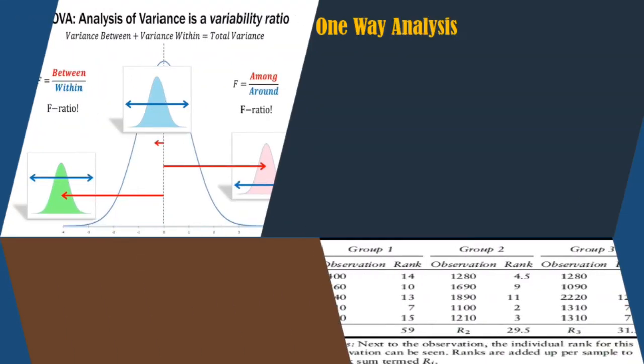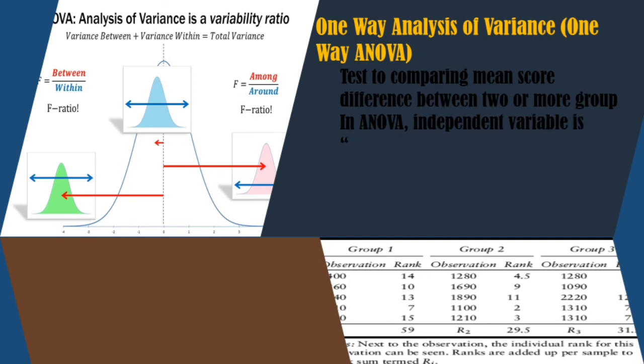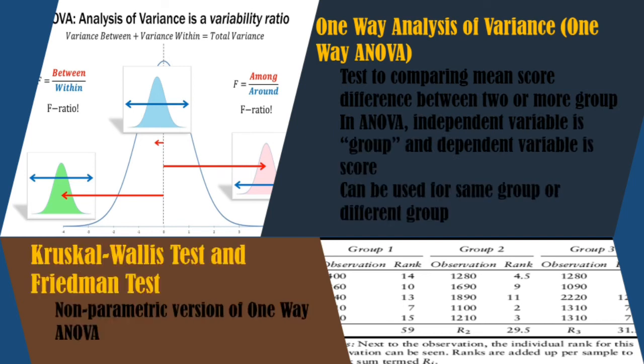Then another test of difference is the one-way analysis of variance, or the one-way ANOVA. This is a test for comparing mean score difference between two or more groups. In the analysis of variance, the independent variable is grouped and the dependent variable is scored. And this can be used for the same group or different groups. While the Kruskal-Wallis test and the Friedman test are the non-parametric versions of the one-way ANOVA.